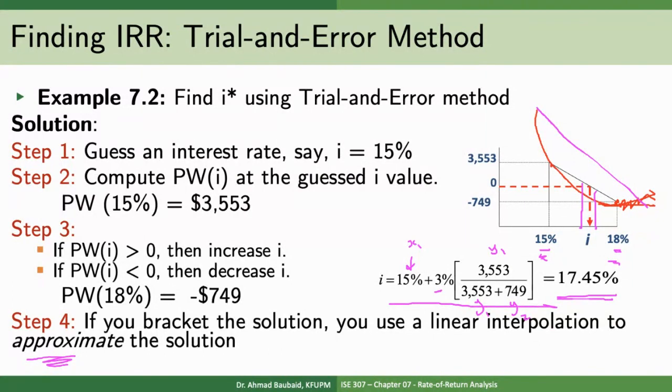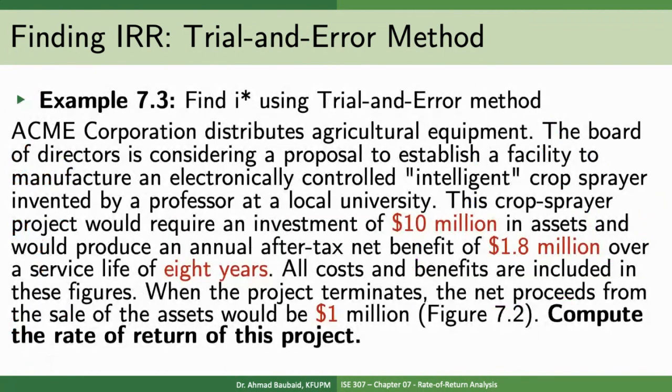All right, so let's see an example. In this example, I'm giving you some cash flow. There's a lot of talk here, but we really just care about the cash flow. The project would require an investment of $10 million in assets, and it would produce an annual benefit of $1.8 million over a service life of 8 years. And when the project terminates, you can get $1 million in sales, or salvage value. And I'm asking you, what is the rate of return? Please find it using the trial and error method. Even if I didn't specify, if this was on an exam, since you can't use Excel, you obviously can't do it by hand, so you need to use this trial and error procedure.